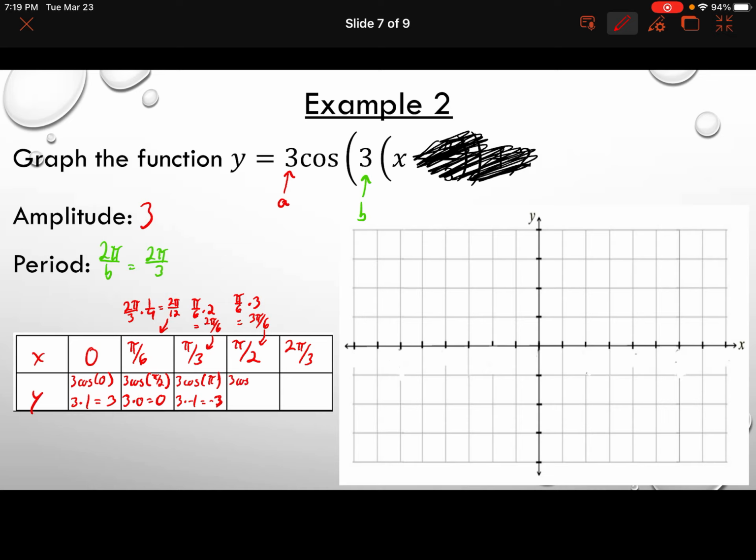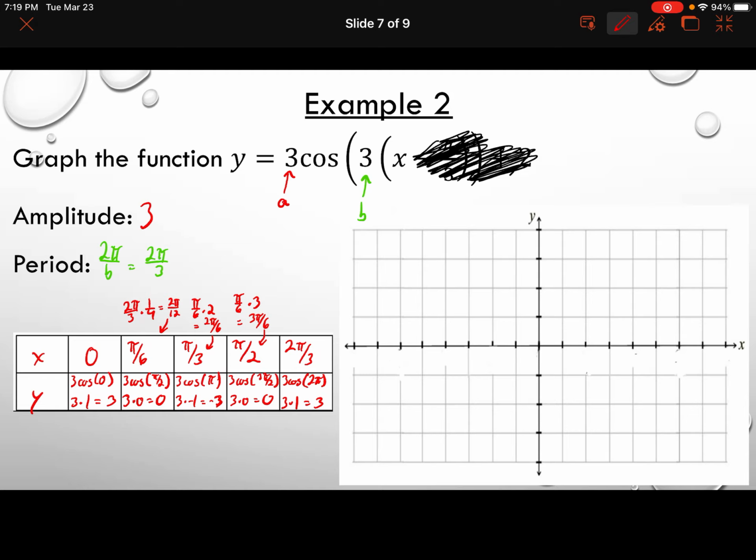So pi over 2, let's see, what would that give us? That would give us 3 pi over 2. On the unit circle, that's 0. Well, that gives us 0. And then finally 2 pi over 3. So that gives us 6 pi over 3, and that's just the same thing as 2 pi. So that gives us 3 times 1, so that gives us 3. So there are our y values: 3, 0, negative 3, 0, 3. Those are our y values.